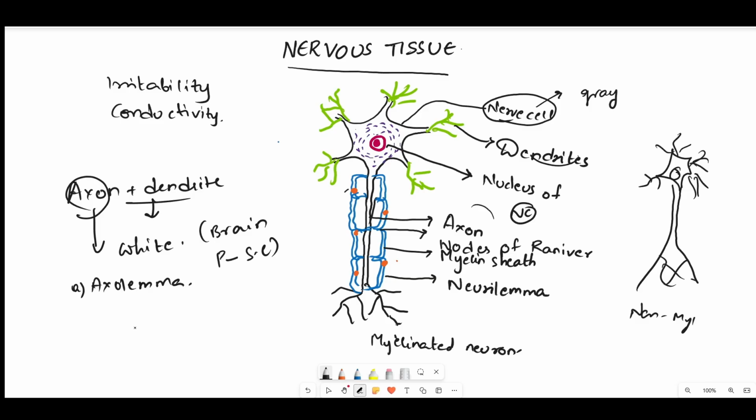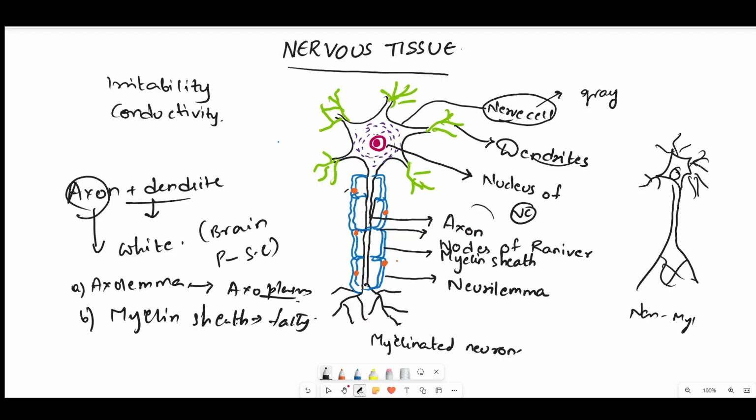Axolemma consists of axoplasm, and it is the membrane of the axon. It also has a second part called the myelin sheath. So what is this myelin sheath? It is a fatty material that surrounds the axon and gives it a white appearance.